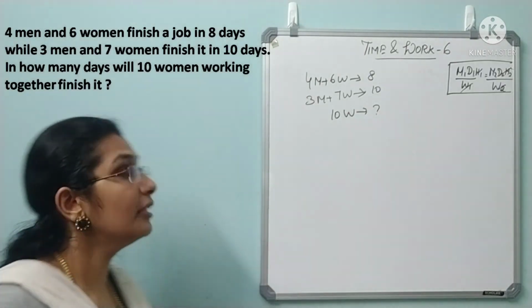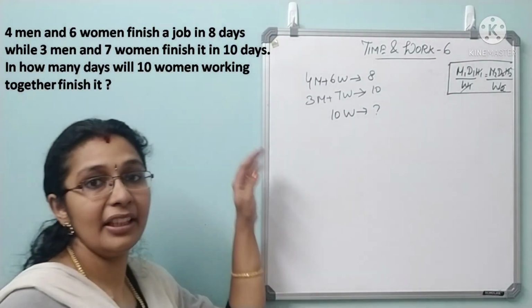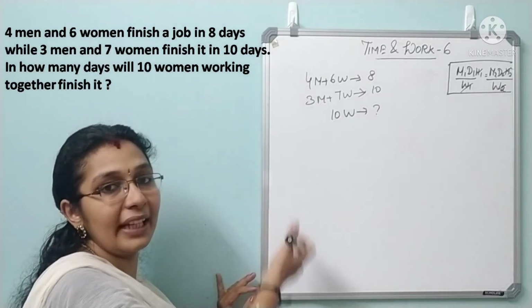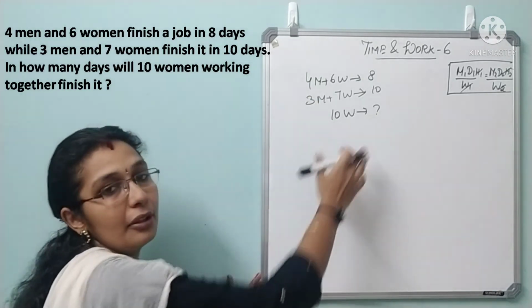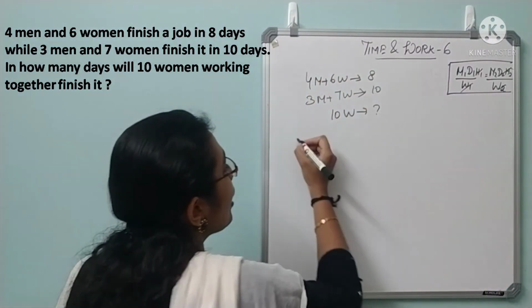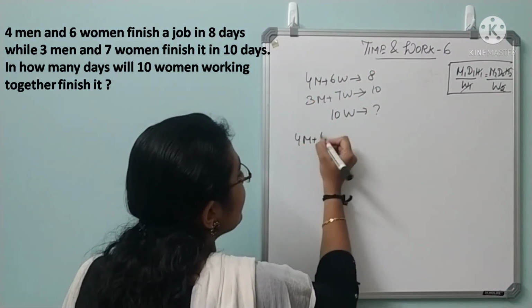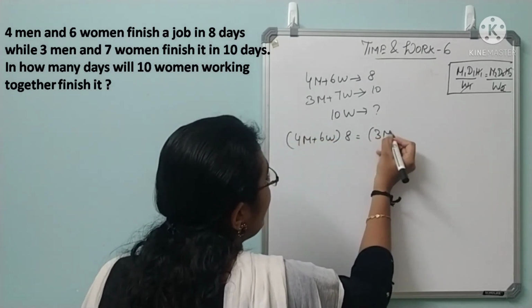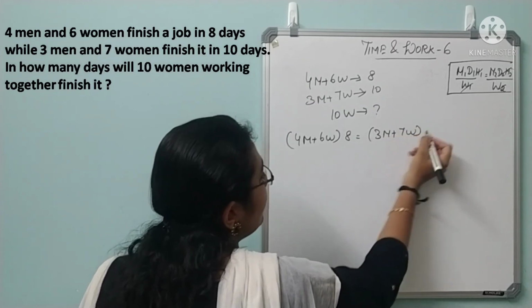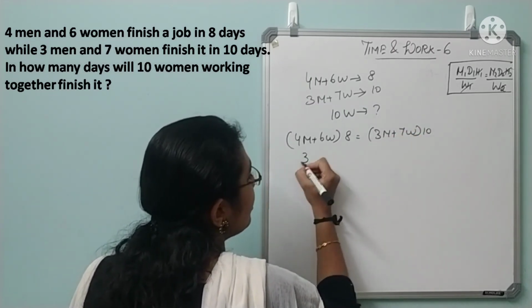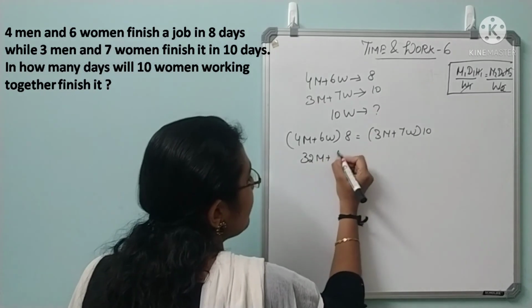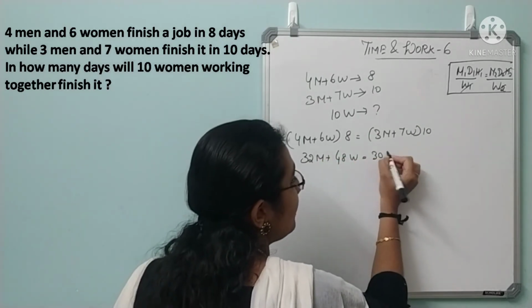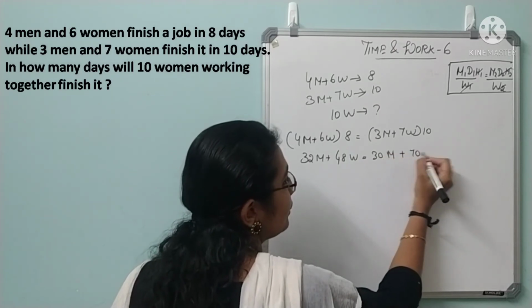So how will you solve this? First, convert either to men or women by solving these two equations. Then you will get the men and women ratio, right? Using that you will solve this, okay? So (4 men plus 6 women) into 8 is equal to (3 men plus 7 women) into 10. So 8 4s are 32 men plus 48 women is equal to 30 men plus 70 women.